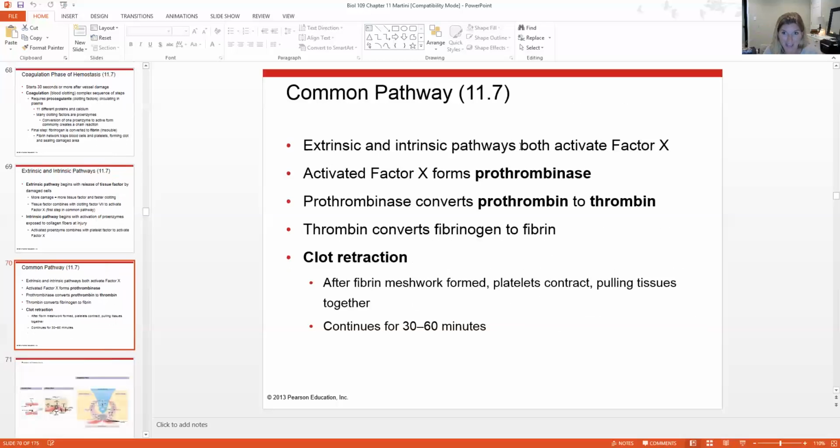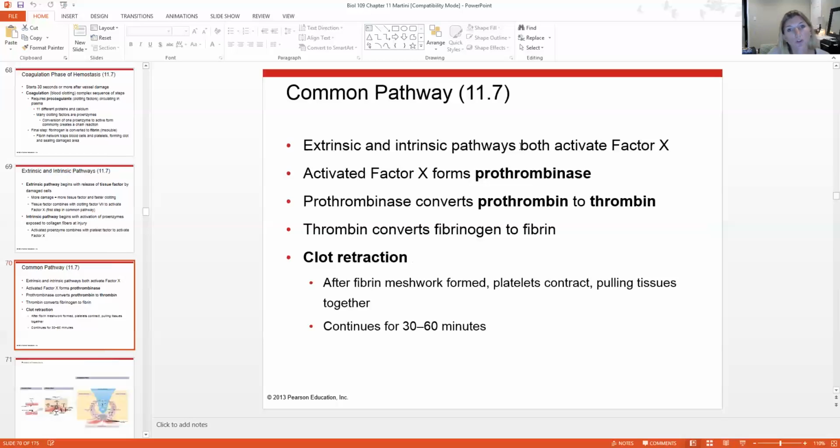So the common pathway is now, once the extrinsic and intrinsic pathways come together, and there's a factor called factor X, which is activated once this common pathway is ready to go. Factor X forms something called prothrombinase. Prothrombinase is an enzyme. It converts prothrombin into thrombin. And then thrombin is the molecule that converts fibrinogen into fibrin. And fibrin is that fibrous clot that finally seals the wound.